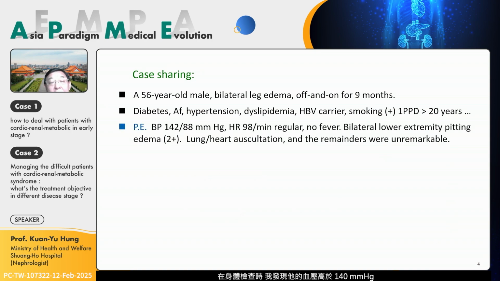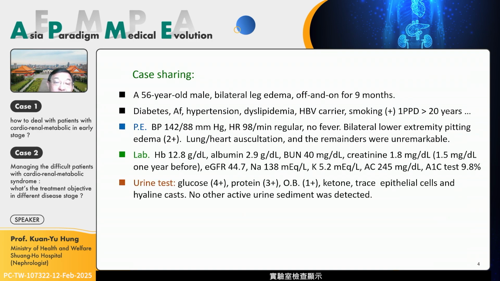Physically, I noticed that his blood pressure is higher than 140, and there are no clues about a cardiac problem or liver disease. So the main focus could be the renal issues. The laboratory test indicated that the patient has a slight renal decline, hypoalbuminemia in the serum, and borderline hyperkalemia. And yes, the patient had poor control of the diabetes.